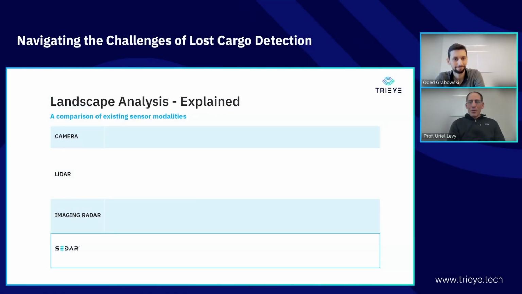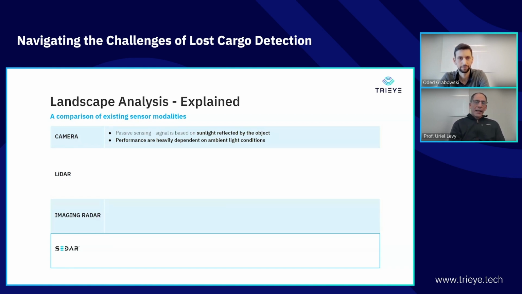I will try to discuss a little bit the landscape and to try to explain the different modalities. We first start with the camera. As for the camera, it is a passive sensing modality, meaning that the signal is based on sunlight which is reflected by the object, or signal that is coming from the headlamps and reflected from the object. So the performance is heavily dependent on the ambient light conditions.